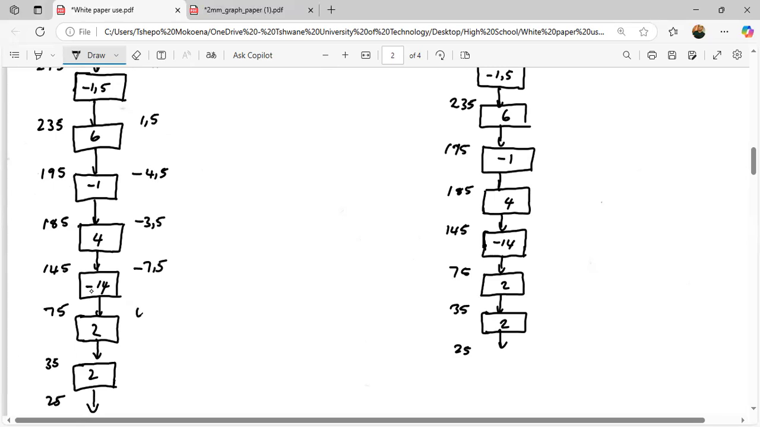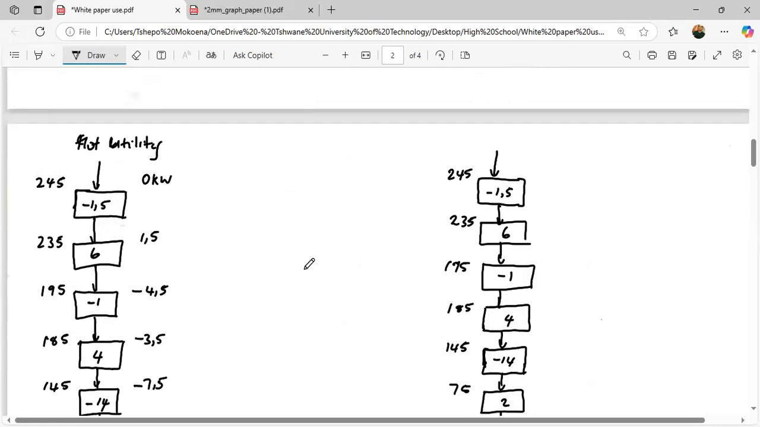6.5. Like I said, mistakes are bound to happen. So be careful when you do these things. And then 6.5 minus 2. I always make mistakes. I don't know why. Maybe my brain is tired. And then we get 4.5. And then 4.5 minus 2. And then that will give us 2.5.